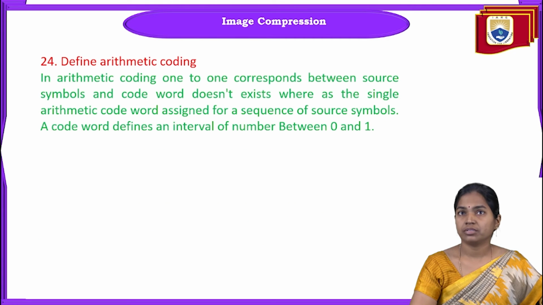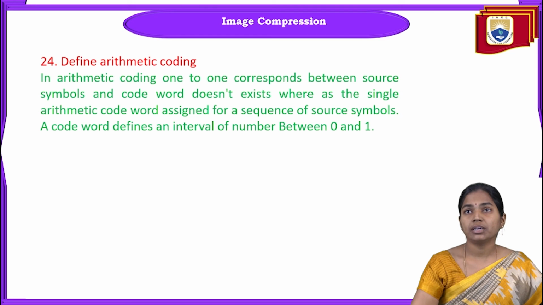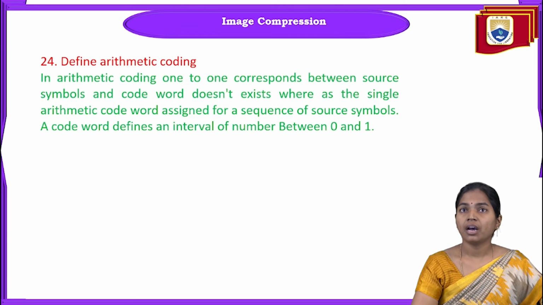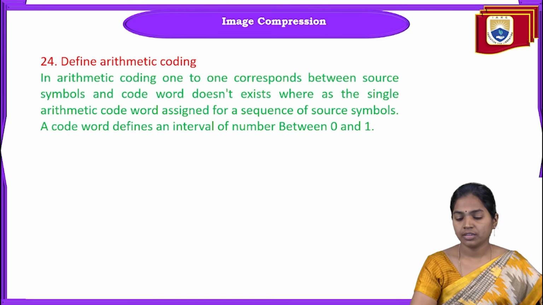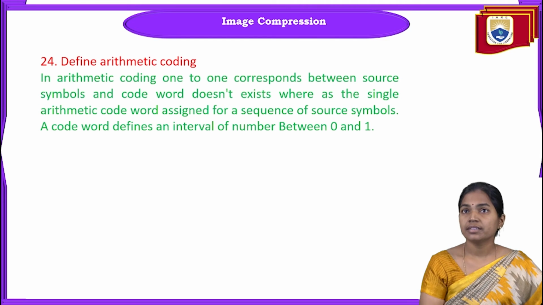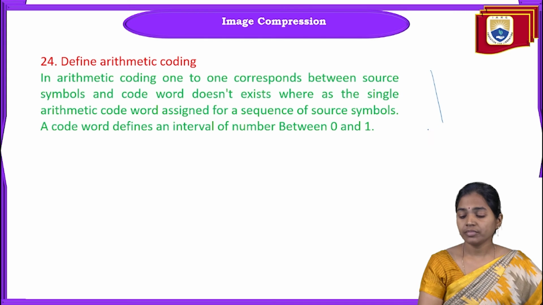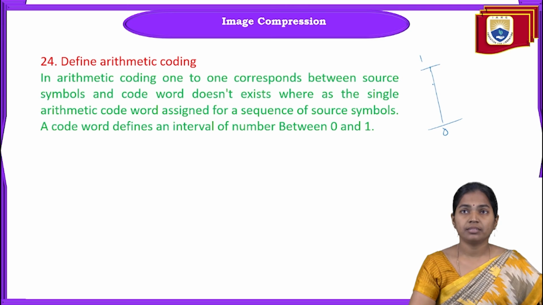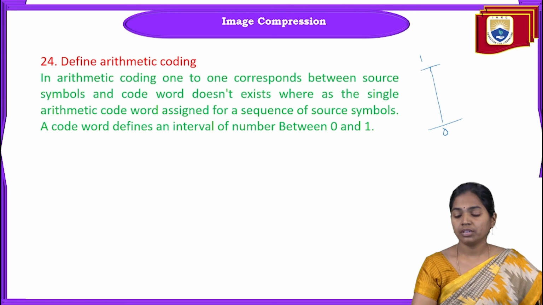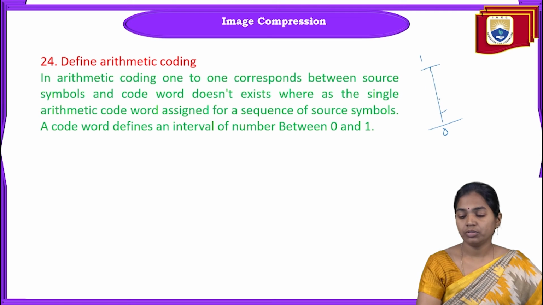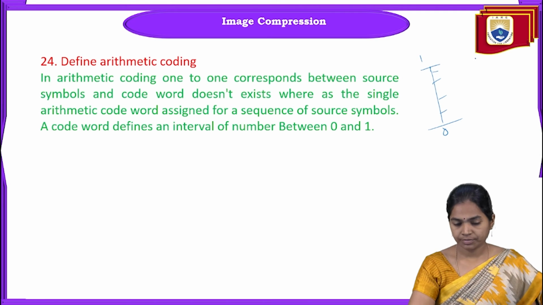Define arithmetic coding. In arithmetic coding, a one-to-one correspondence between source symbols and code words does not exist, whereas a single arithmetic code word is assigned to a sequence of source symbols. A code word defines an interval of numbers between 0 and 1. Here, based on the probabilities from the number of occurrences, we can divide the 0 to 1 interval into a number of sub intervals.